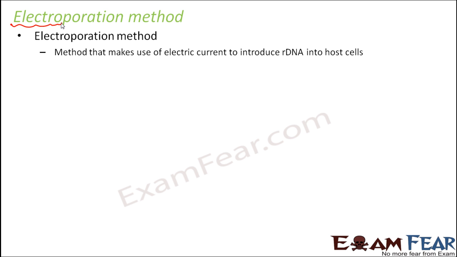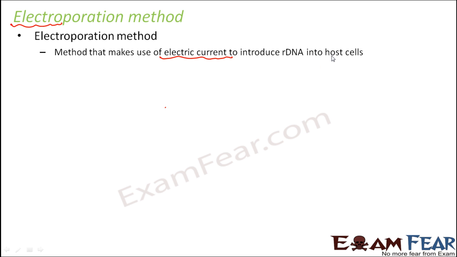The next process could be the electroporation method. Now what is the electroporation method? Again here you have the term electro, which means it makes use of electricity. So let us see what happens in the electroporation method. In this method, it makes use of electric current to introduce recombinant DNA into host cells.